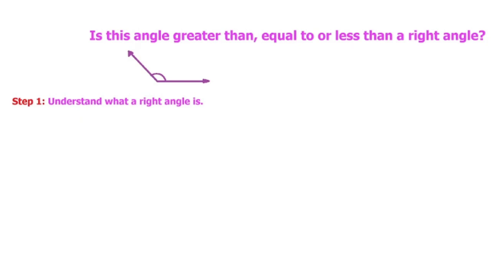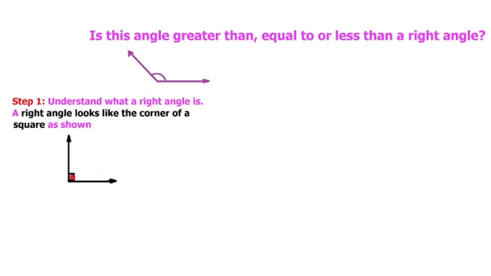A right angle looks like the corner of a square, as shown. So it looks like a corner of a square. Okay, and notice this little tiny square in the corner. And right angles always have a little square in the corner. So that's how you'll know that they're a right angle.